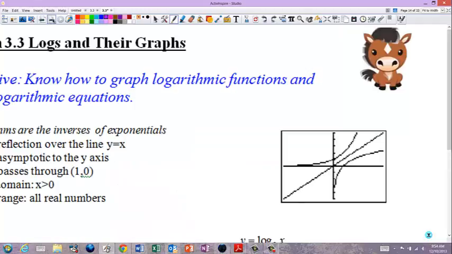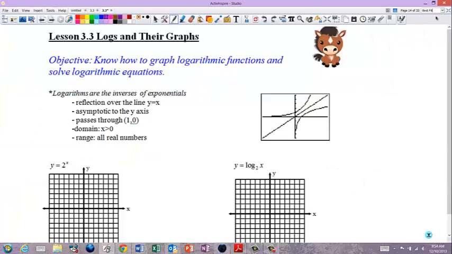Okay. 3-3. Talking about logs. You'll probably like logs much better than you did exponents. Most everybody hates exponents and loves logs. What you need to know is logs are the inverses of exponents. That means to get from one to the other, you swap x and y.